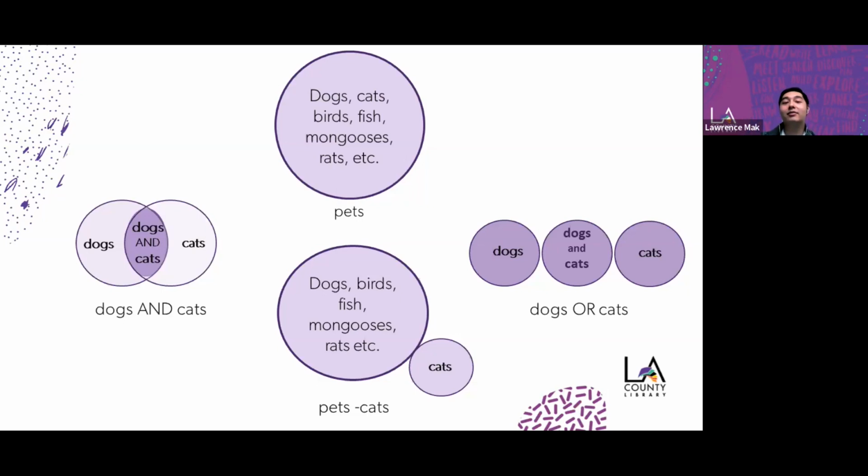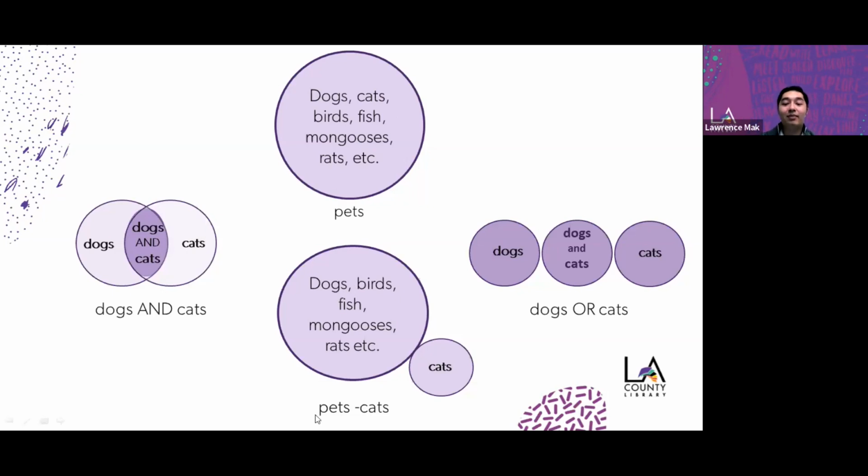All right, so that returns a lot of results. Now, what if you just want all pets, but you don't want anything with cats? Let's say you're allergic to cats, so you don't want any results with cats.